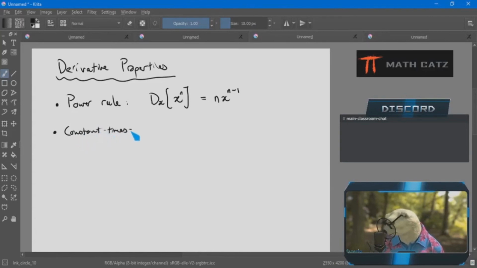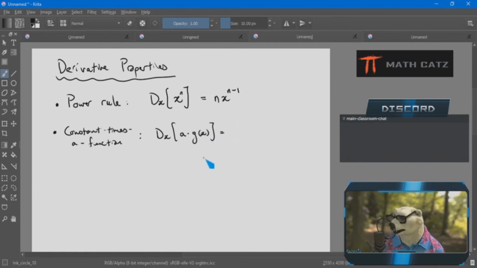times a function property. It doesn't have a very nice name. I just made it up. I have a constant times a function. I'll call it the constant times a function property. I know it's not very original. I'm sorry.